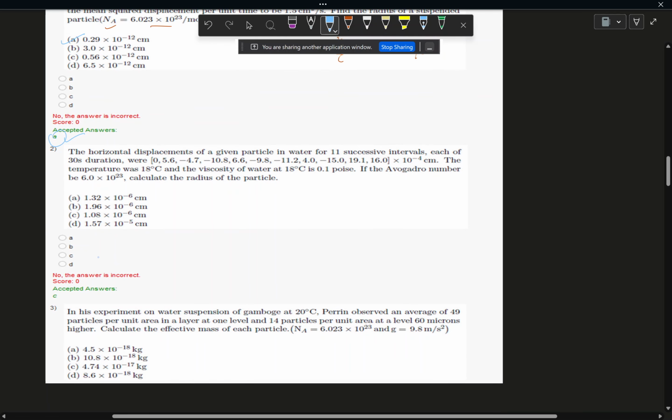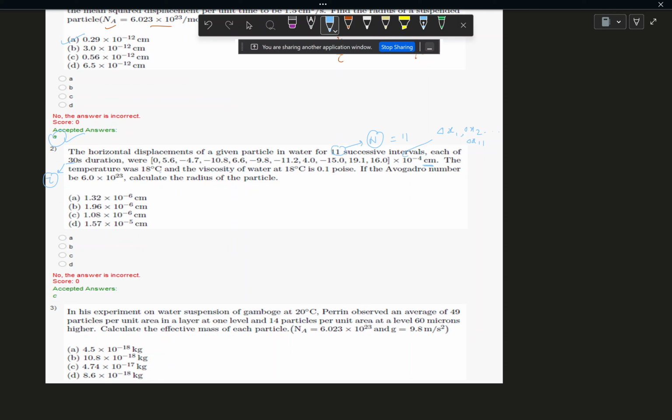Now question number 2. It says that the horizontal displacements of a given particle in water are measured for 11 successive intervals, each of 30-second duration. The values of the displacements delta x are given in centimeter, again in CGS, and tau, the uniform interval between those measurements, is 30 seconds. The total number of data points is capital N equal to 11, and all the values delta x1, delta x2, up to delta x11 are given in the bracket.